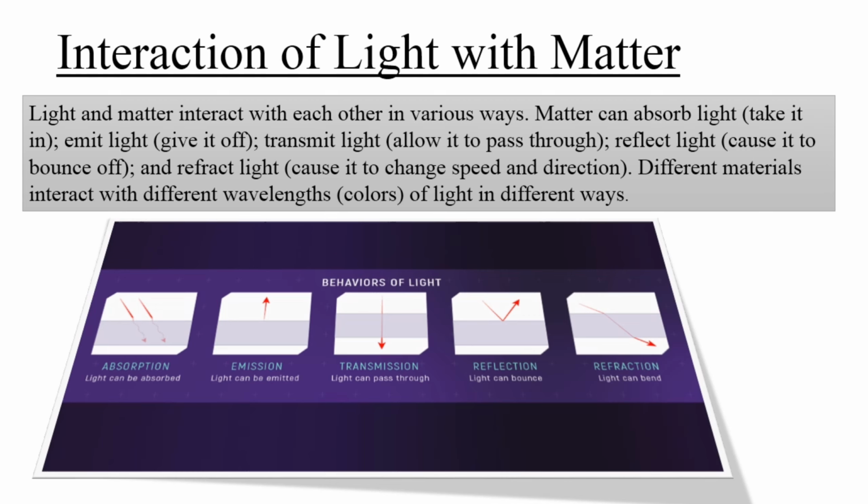Next is transmission. Some materials transmit light, allowing it to pass through them. Think of clear glass or clear water. You can see through them because they transmit light. Next is reflection. So light can bounce off a surface. That's how mirrors work. They reflect light to form images.